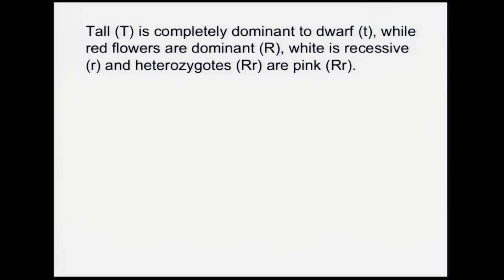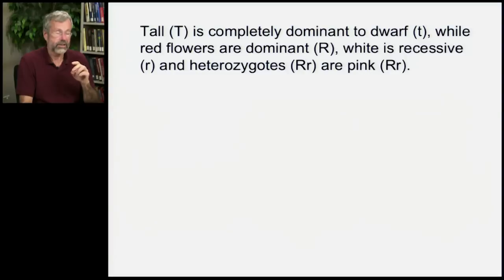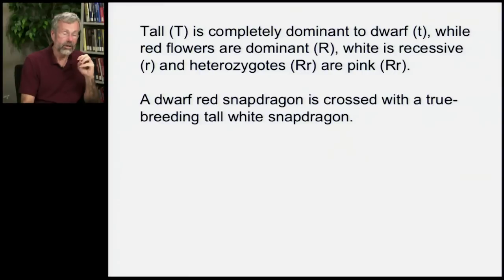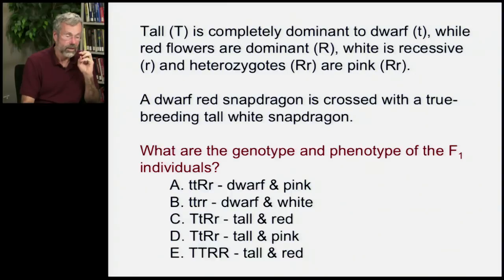So it's a dihybrid cross, so we're going to have 2 different traits, and one is height and the other is coloration. This is going to be a Snapdragon example. So tall, capital T, is completely dominant to dwarf, little t, while red flowers are dominant, capital R, white is recessive, little r, and the heterozygotes are pink. So we have a dwarf red Snapdragon. We're going to cross it with a true breeding white tall Snapdragon. What are the genotype and phenotype of the F1 individuals?